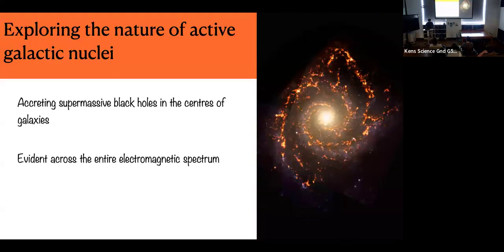All right. So I'll talk a lot about active galactic nuclei in this talk. So I want to give a brief overview of what they are. So AGN, or active galactic nuclei, are accreting supermassive black holes in the centers of galaxies. Accretion is one of the most efficient energy conversion mechanisms from gravitational mass to electromagnetic radiation. And because of that, the features of the AGN will be evident across the entire electromagnetic spectrum.